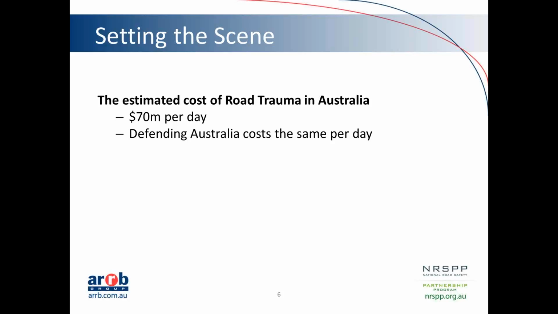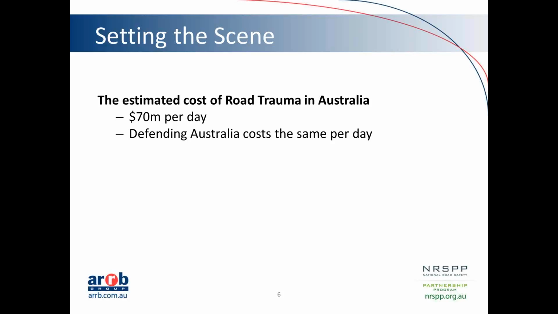The estimated cost of road trauma in Australia is a staggering $70 million per day. That's the costs to the Australian taxpayer, everything from our health services and emergency services, our road network and so on after the crash has occurred and the repairs and so on. It's not just the insurance costs.